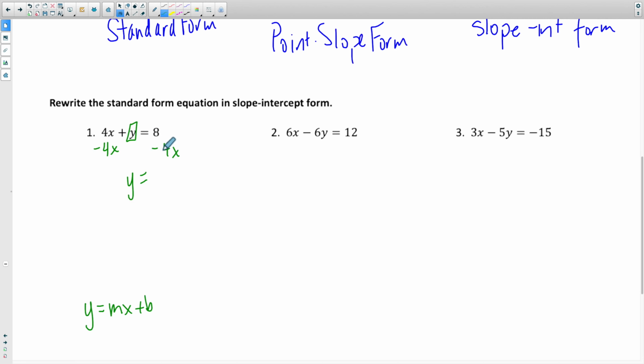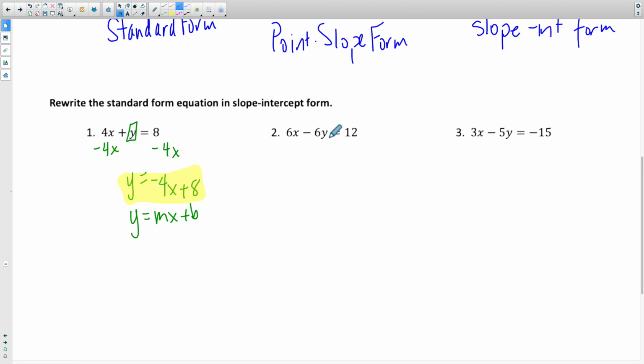And now I'm going to scoot over and make some space and put my negative 4x in front and my plus 8 on the end. By scooting this over, that allowed me to match up with y equals mx plus b. I think you can see if you put these next to each other, they look very similar. So that is my final answer.